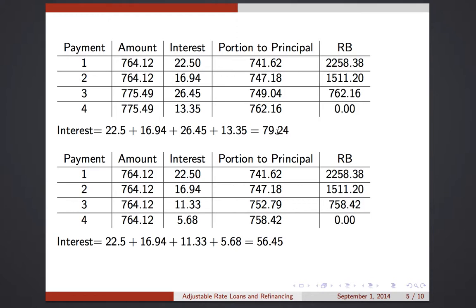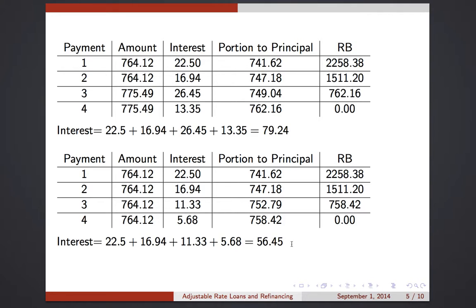Suppose that the interest rate hadn't gone up. Then this amortization table is what you would have gotten. If the rate doesn't go up, then the payment amount also doesn't go up. Right, so the payments are all just the same now. So I constructed the table, and if I add up the interest payments now, I get $56.45.